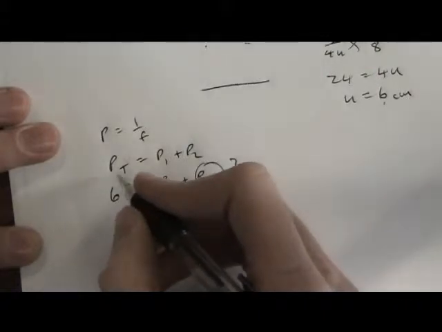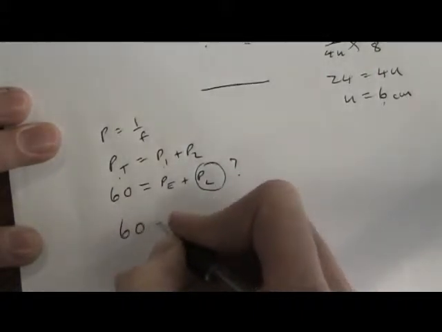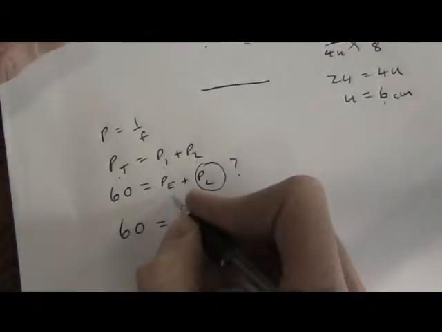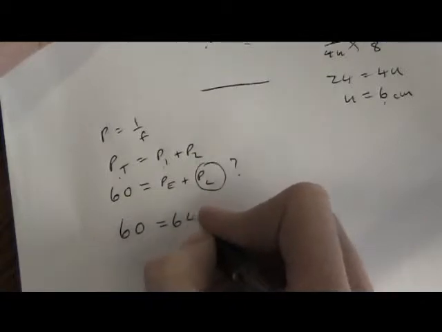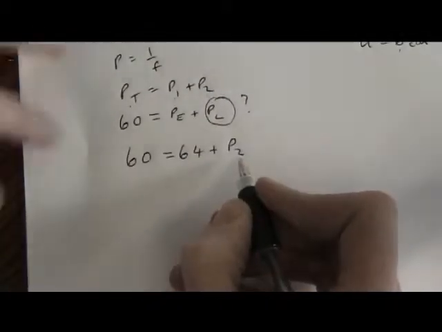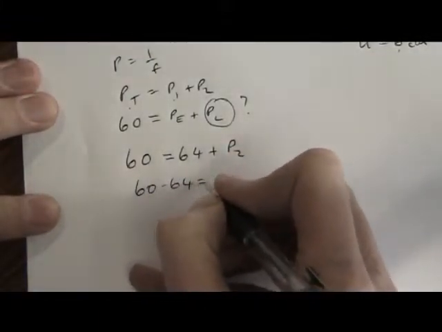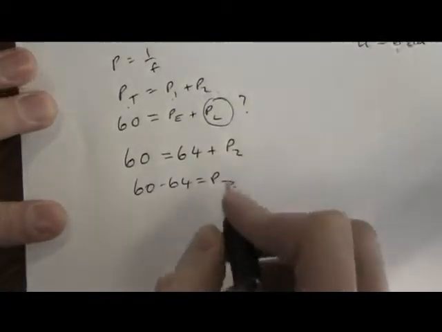So there's your formula: power total equals power 1 plus power 2. So 60, which is the power we're looking for, equals the power of the person's eye, which is a minimum power of 64, plus the power of the lens, P2. So we're looking for the power of the lens. I'll bring the 64 across: 60 minus 64 equals the power of the lens, or P2.